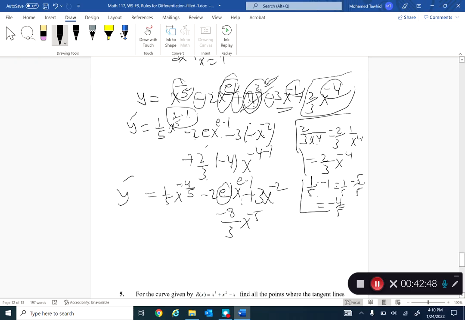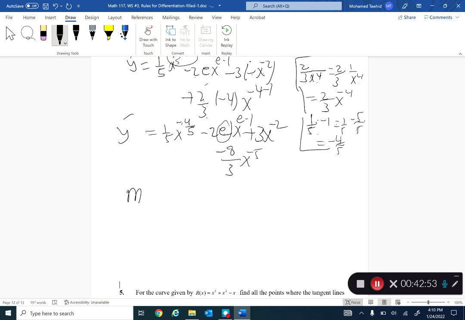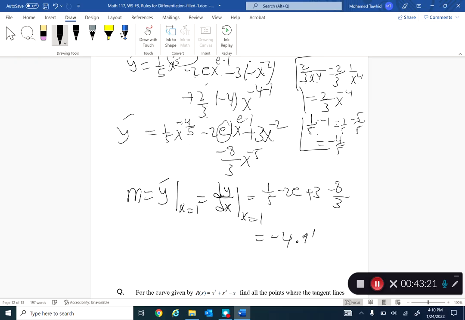So now you have to use technology here, try to get your slope, which is y prime when x equal 1, or that is your slope dy by dx when x equal 1. So go ahead and replace x by 1. Replace x by 1, you get 1 over 5. Here, -2e. And here you get 3. And here you get -8 over 3. Now go ahead and use technology to find the number. I have that the number here is -4.91.